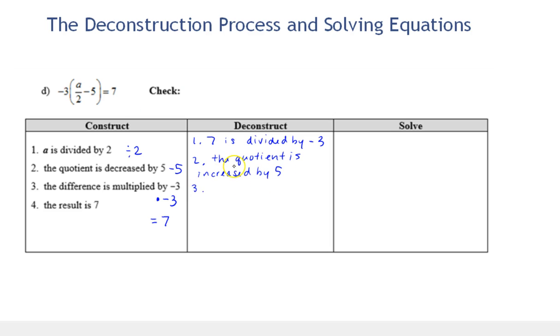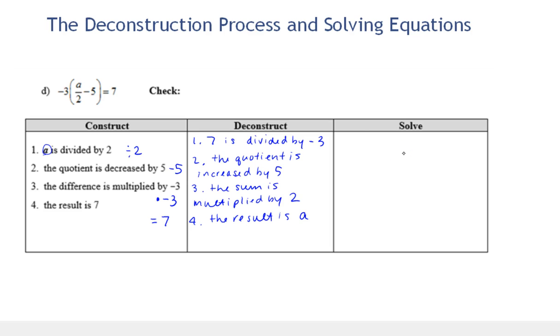That result is a sum since we increased. The sum is, well, we had divided by 2, so to reverse that we will multiply by 2. So the sum is multiplied by 2, and the result is A. So the letter we are solving for. Okay, so now let's set this up.